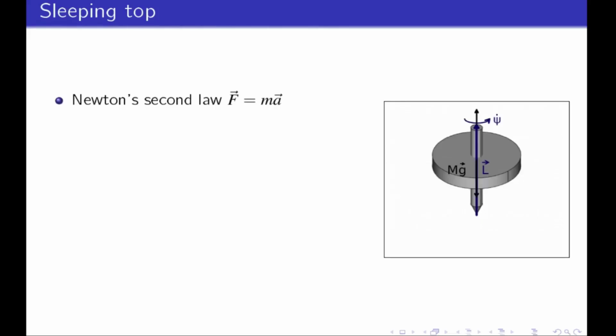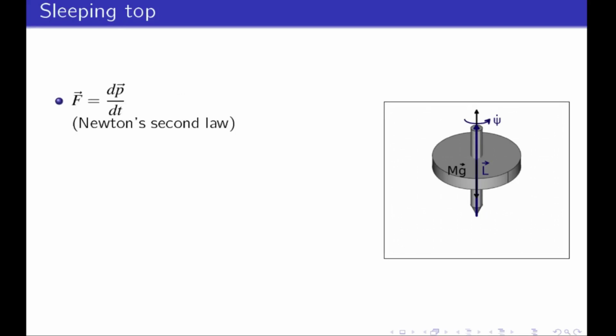For translational motion, we know that the motion is described by Newton's second law, which states that force is equal to mass times acceleration. And we know that the acceleration is the time derivative of the velocity. And for classical mechanics, mass is constant. Then Newton's second law can be written in this form. Force is equal to the time derivative of the translational momentum. And from this relation, one can say that force describes how translational momentum changes with respect to time.